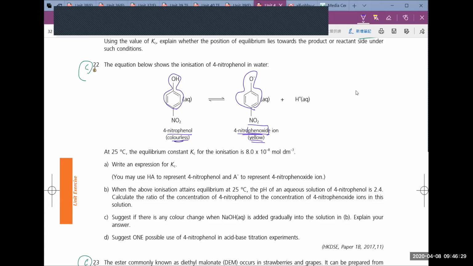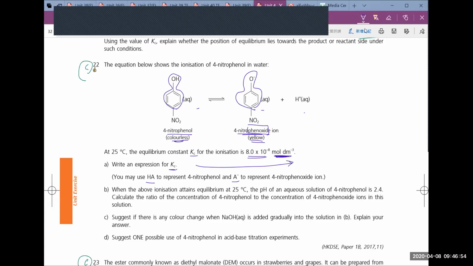It will have different colors, right? The Ka expression is 8.0 times 10 to the power minus 8 mole per dm cube. Can you see that? Why is it mole per dm cube? These two terms over this term, right, equals mole per dm cube. How about the expression for Kc? You may use HA to represent this one and this one. Yes, that's right. Good. Perfect.